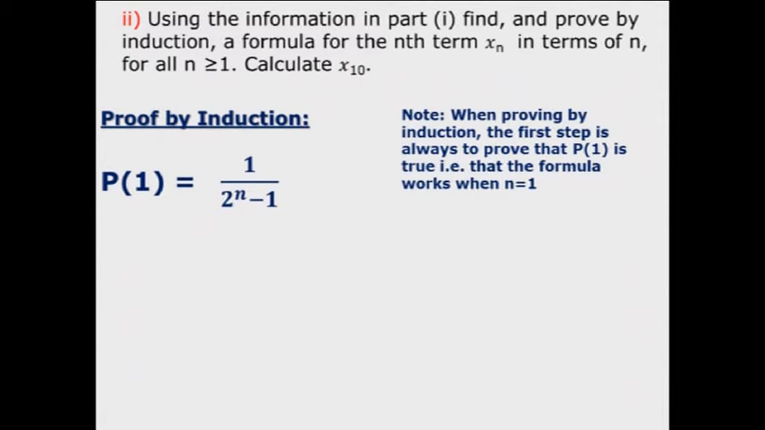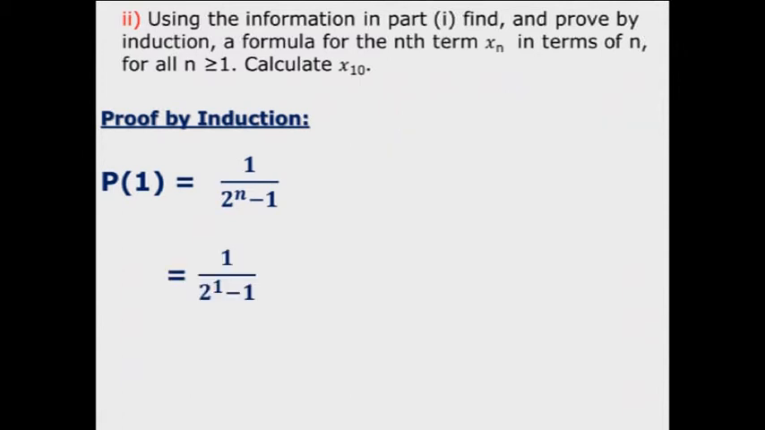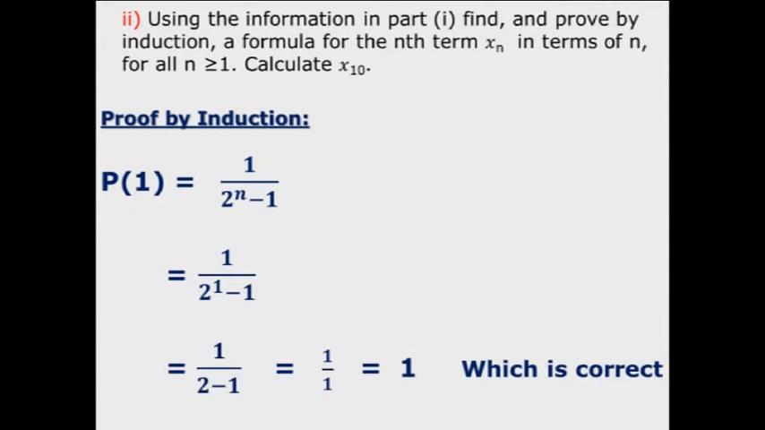Just a thing to note, when proving by induction, we always prove the first term, which is n equal to 1, to prove it works. So we sub in 1 for n, giving us 1 all over 2 to the power of 1 minus 1, giving us 1 all over 1, which is of course 1, and that is correct.